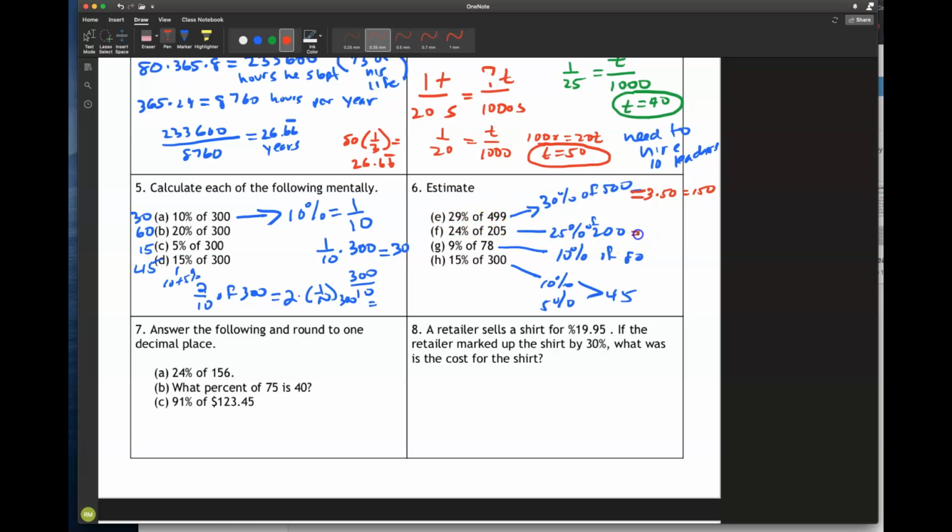That's my estimate. 25% of 200, I would do 1/4. That's a fourth. 1/4 of 200. And so my estimation is 50 also, because I divide that by 4. 10% of 80 is 8, so those are my estimates for that.